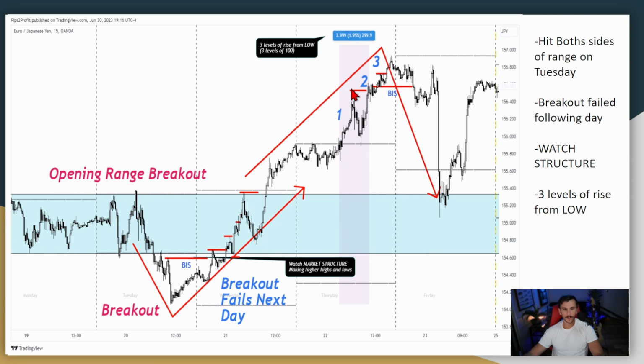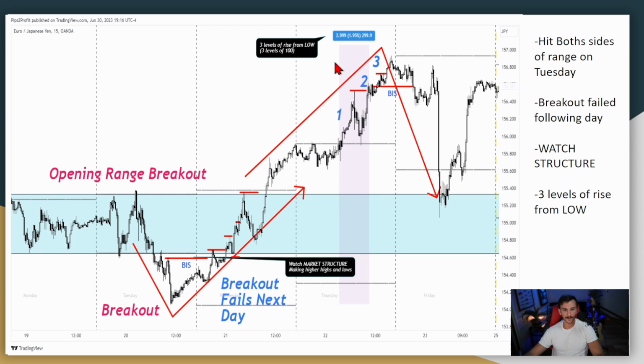They come out in one drive, a second drive, and a third drive to the high of the week, giving us those three levels of rise. And then they actually broke down on the following day, confirming to us that the probability of them reversing or having some kind of reversal from the high of the week goes up.